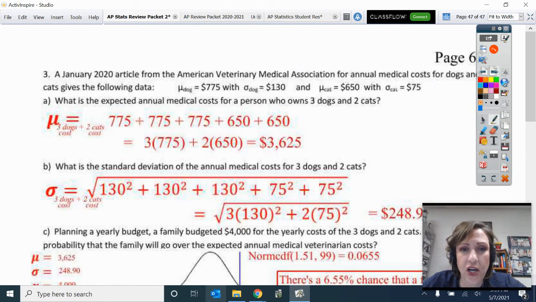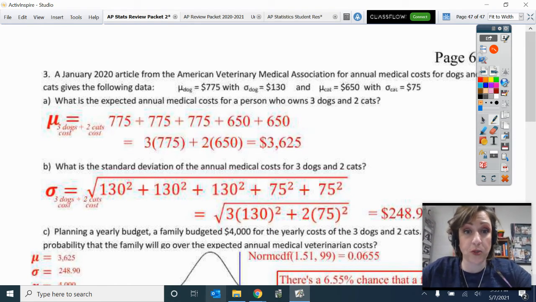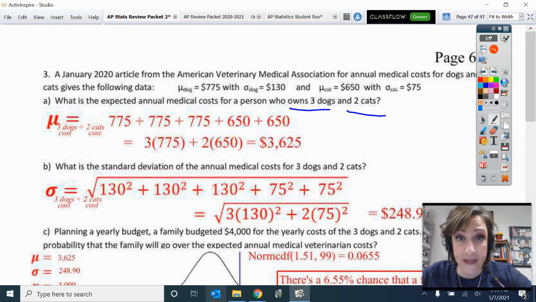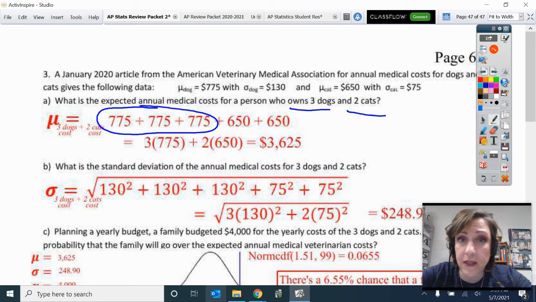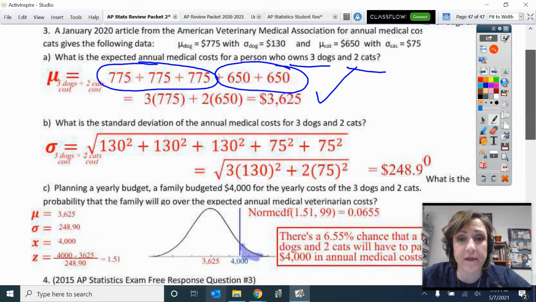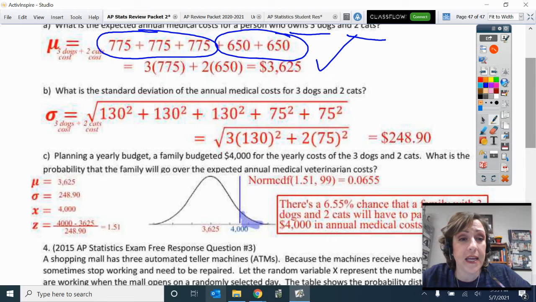All right, moving on. But now, this is multiple cats and multiple dogs. We had what? 3 dogs, 2 cats. Okay? So we had the 3 dog costs and 2 cat costs. So the average expected annual cost is normal there at $3,625. Okay? But here we have the next thing. What is the standard deviation? So let's talk about that.